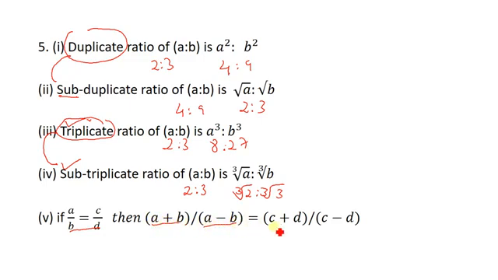Now next, if A upon B is equal to C upon D, then A plus B upon A minus B is also equal to C plus D upon C minus D. This is nothing but componendo dividendo.